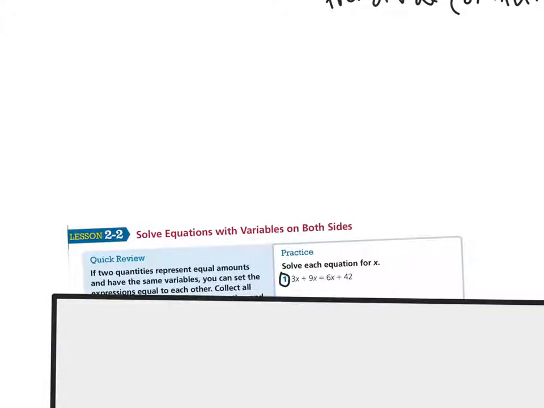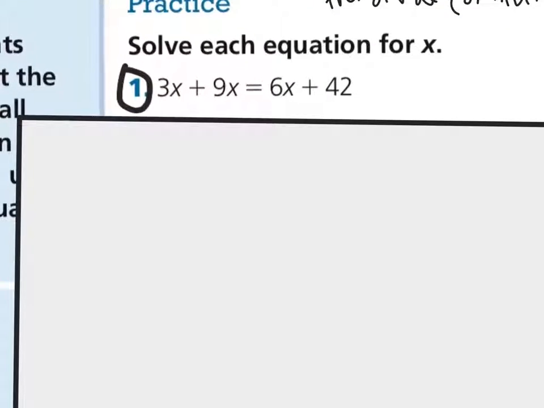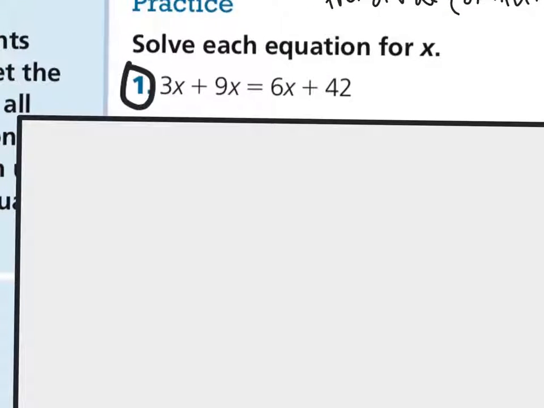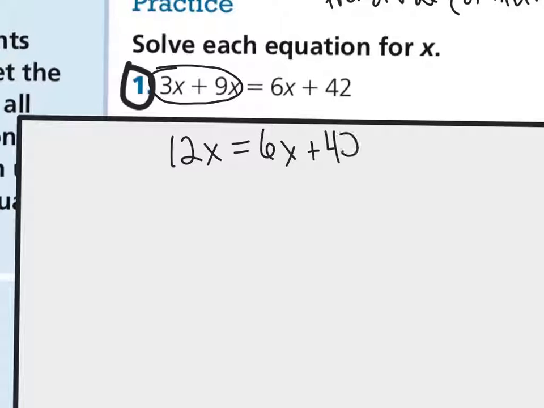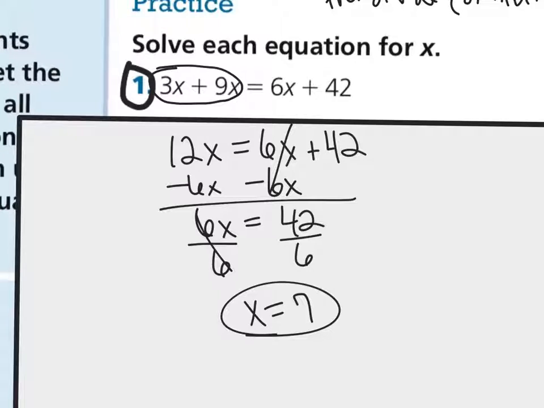You guys have that stuff. Anyway, so this problem, number one, we don't have to do all that stuff. Nothing to distribute here. So we do have some like terms we can combine on the left side. 3x plus 9x is 12x. Now we want to get the variable on one side, so we can subtract 6x on both sides of the equation. And then the last step is they're multiplying, so we're going to divide by 6. 42 divided by 6 is 7, so x equals 7.